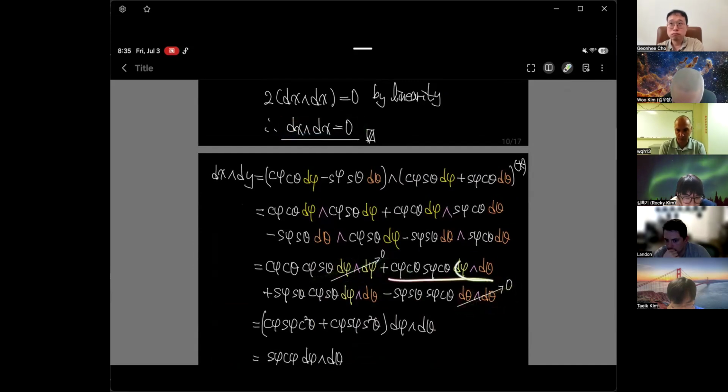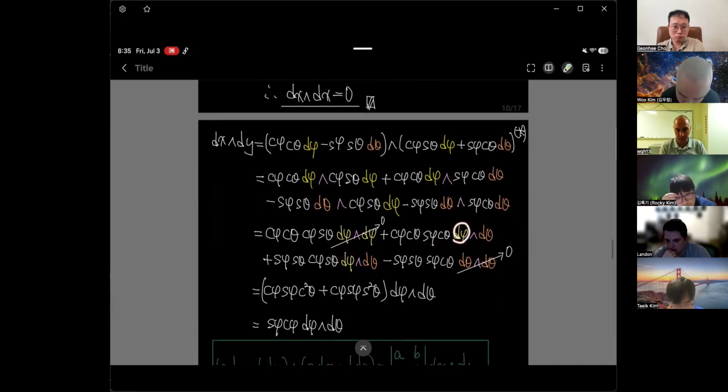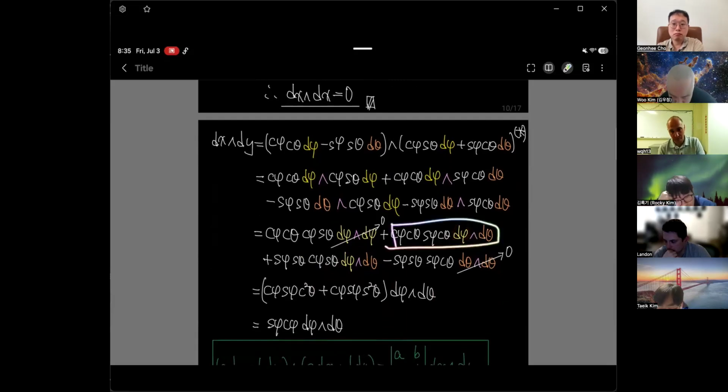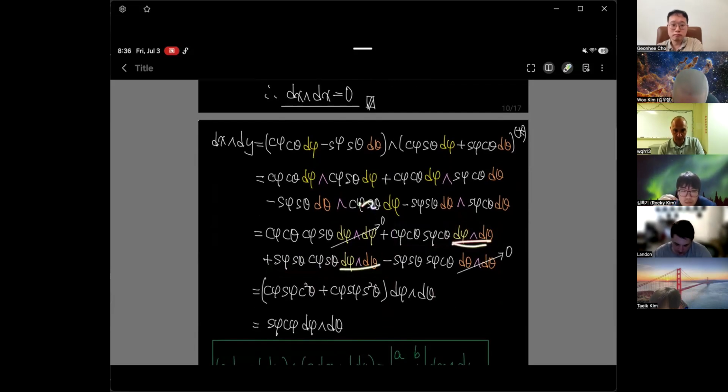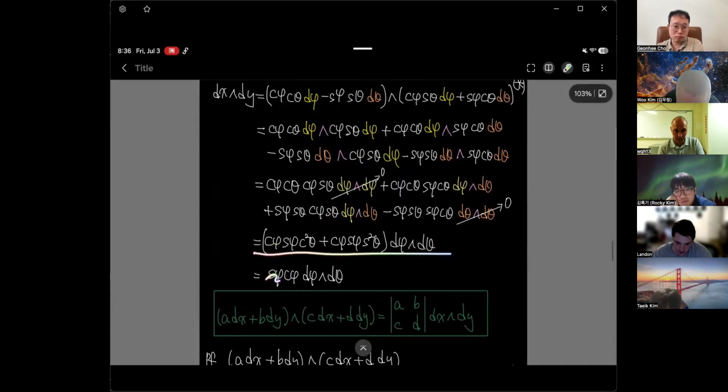And what about this part? Okay, we can use the anti-symmetry. So I'm going to put d phi first. Then this term remains. This one is going to become, oh, the thing I already did over here. Yes, so we have this result.